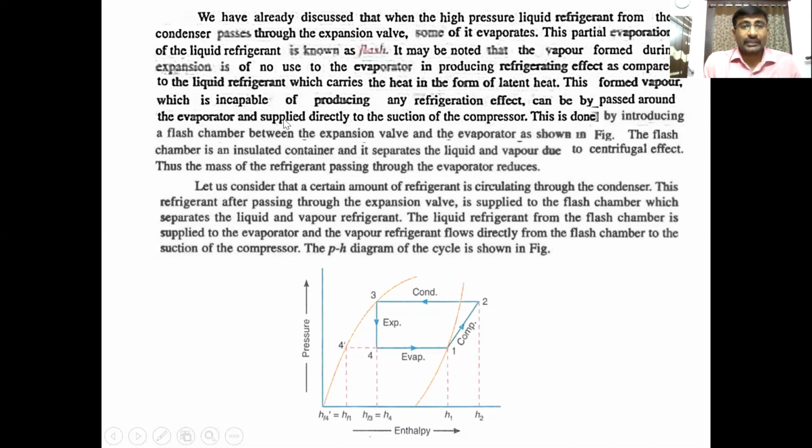It is bypassed around the evaporator and supplied directly to the suction of the compressor. This is done by introducing the flash chamber.